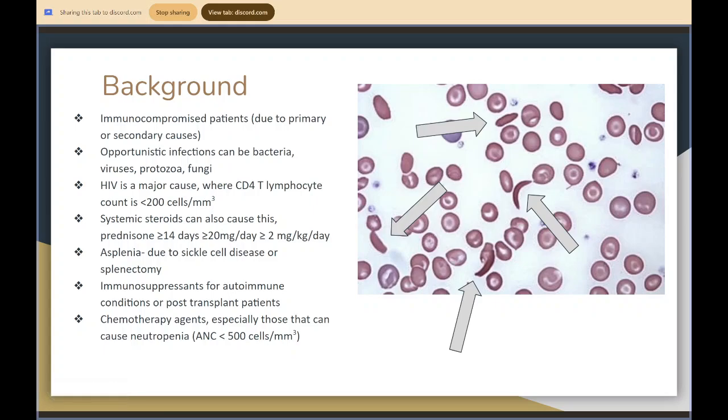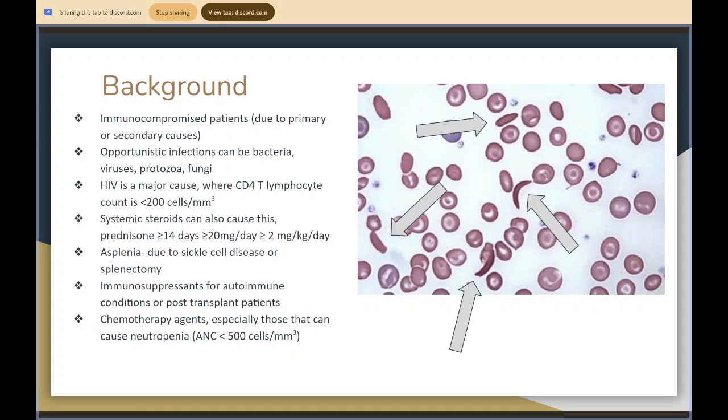Immunocompromised patients are the ones that suffer from opportunistic infections. This can be due to primary immunocompromised conditions or secondary causes. Primary causes would be congenital causes, and secondary are going to be due to HIV, also systemic steroids, or other causes such as immunosuppressants. OIs is the abbreviation I'm going to use for opportunistic infections. They can be bacteria, viruses, protozoa, and fungi.